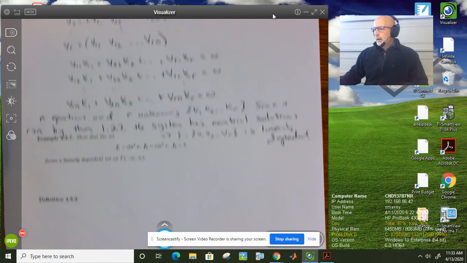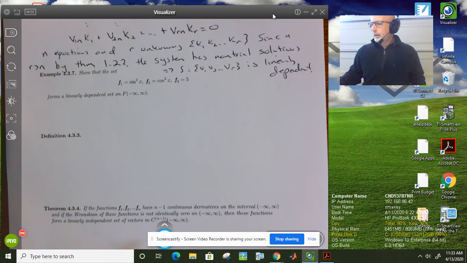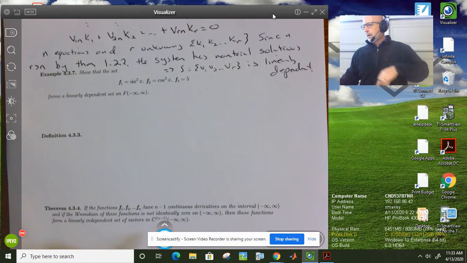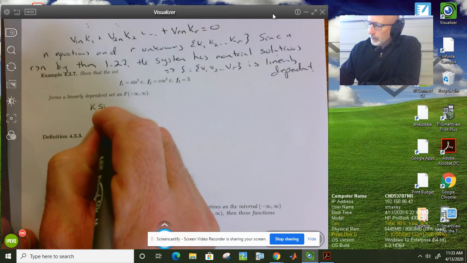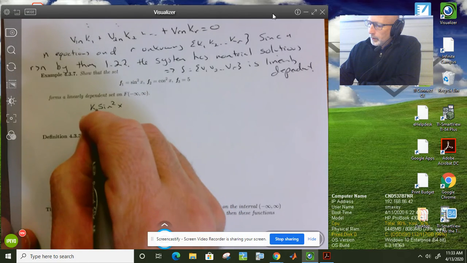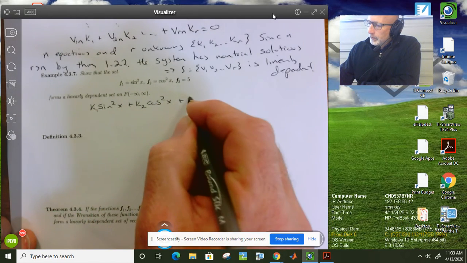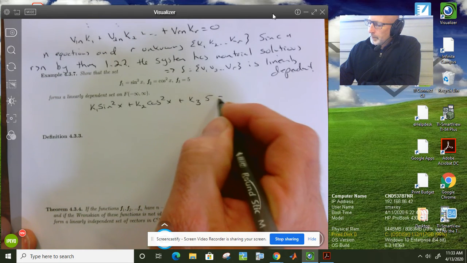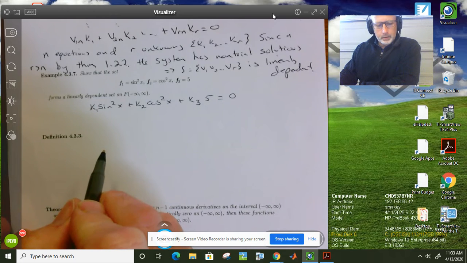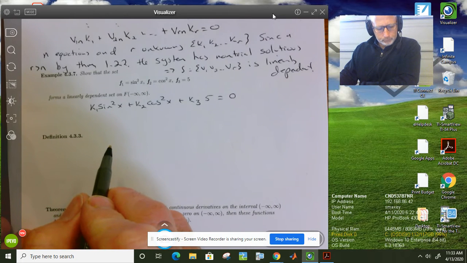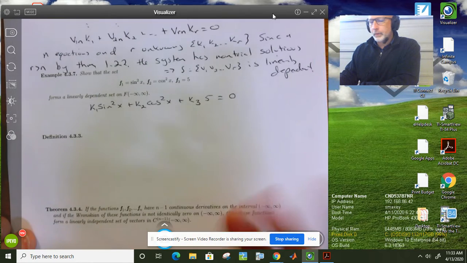Okay, example 4.3.7 showed that the set here forms a linearly dependent set. So once again, go ahead and take k1 times sine squared x, plus k2 times cosine squared x, plus k3 times 5, and I'm going to make that equal to 0. Factoring, and so all I need to do is come up with a set of k values that this works out.